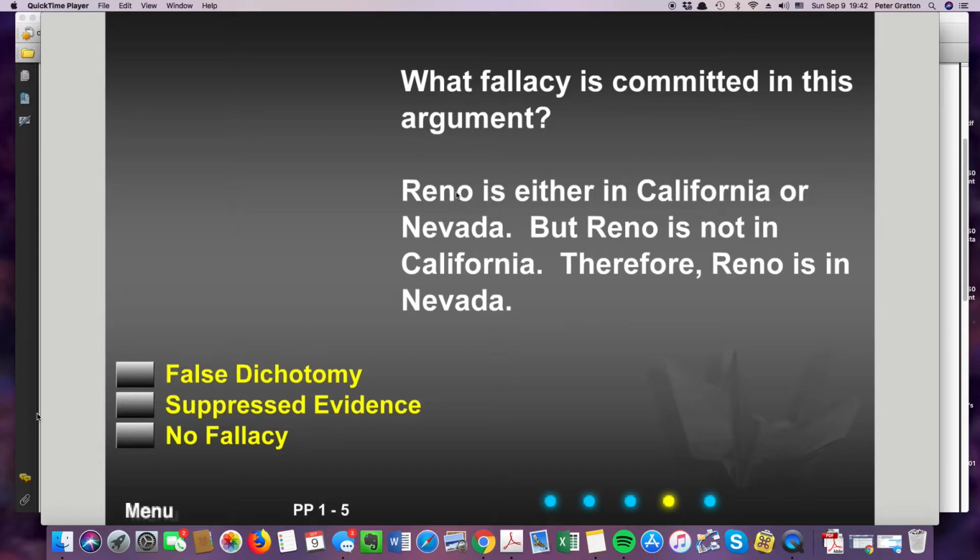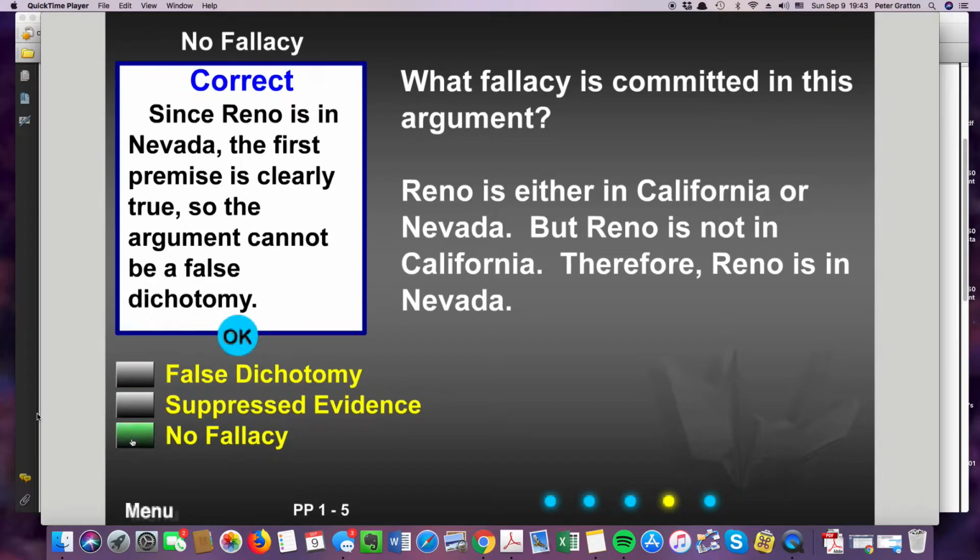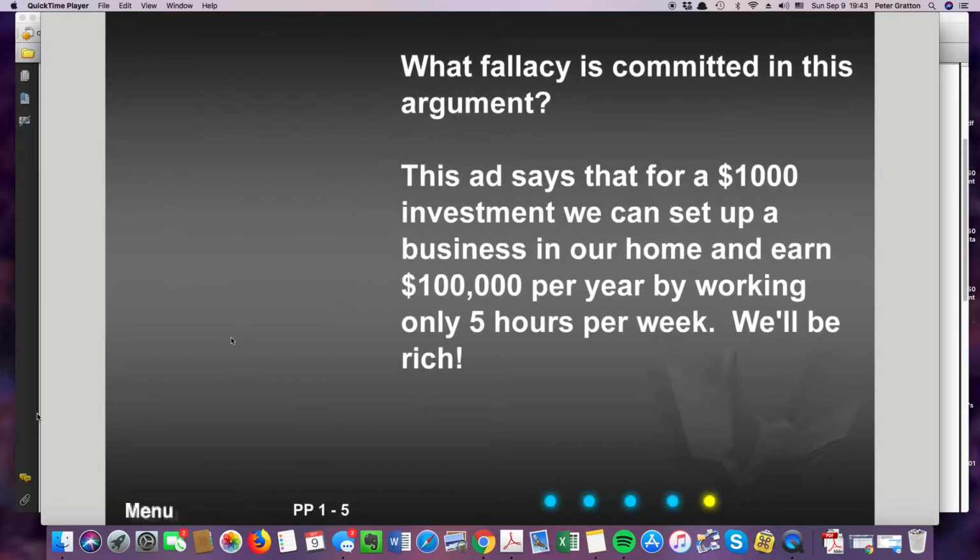Well, you could say that Reno is either in California or in Nevada or somewhere else. But these are two inclusive options. This is called the inclusive either-or. That is, these are the only two options given to us. And so I would say no fallacy. Since Reno is in Nevada, the first premise is clearly true, so the argument cannot be a false dichotomy. Okay? So this is a true statement. It's either in California or Nevada, and so on.